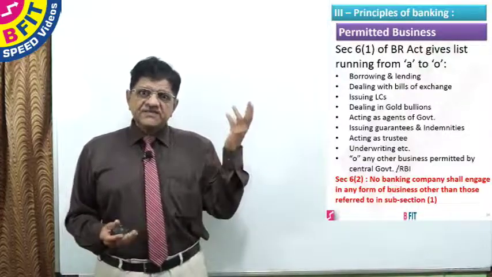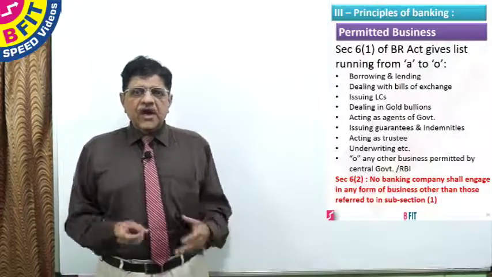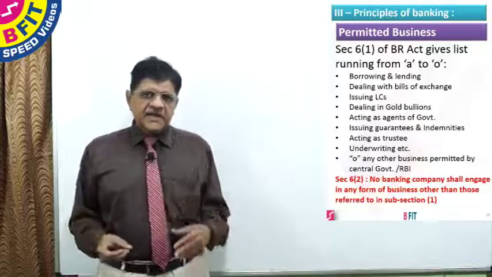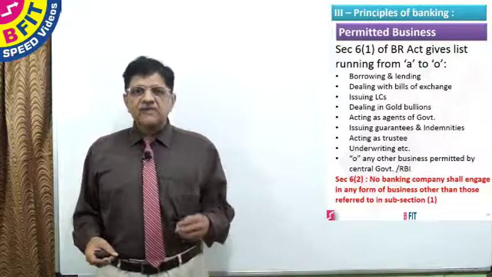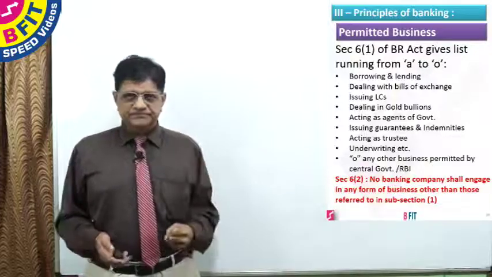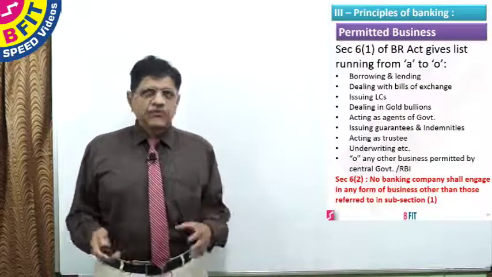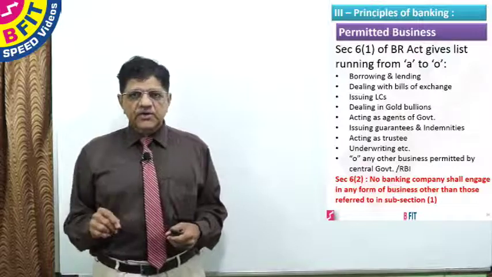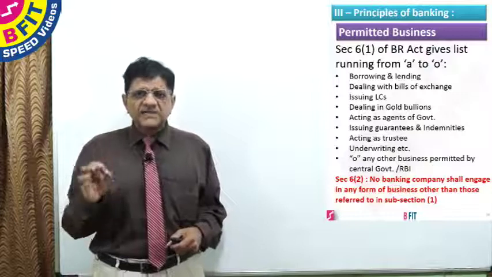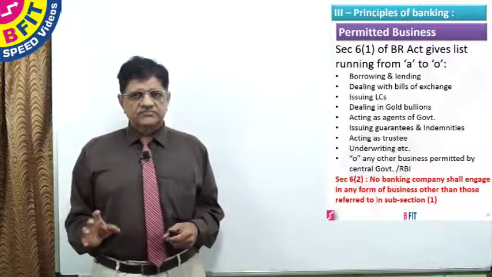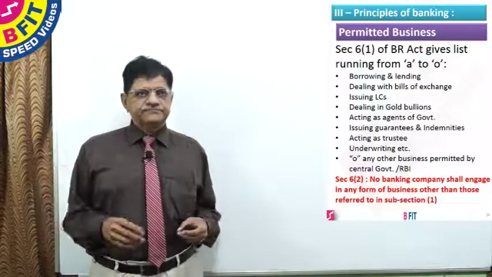Because in the early days of 1930 and all in US, many banks were doing cotton trade and some other businesses, and these banks failed because their trade failed, and therefore banks were prohibited from doing any business. Banks were supposed to do only the business of banking, and therefore section 6(1) was introduced in the Banking Regulation Act, which very clearly stipulates what are the businesses a bank can do. The section 6(1) says borrowing and lending.